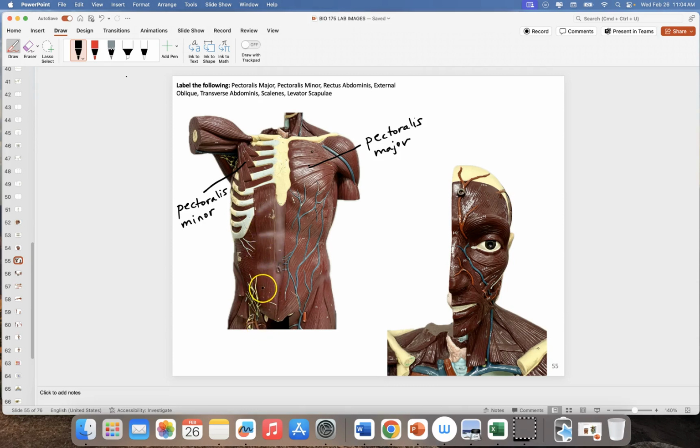This is our rectus abdominis. Rectus means straight. That means that the fascicles of the muscle are in a straight alignment. We also sometimes refer to this as the six-pack. If you've ever heard that terminology before, we're referring to the rectus abdominis. And the rectus abdominis is going to allow us to flex the vertebral column. Think about the action that you would do to perform crunches. That would be flexing the vertebral column.